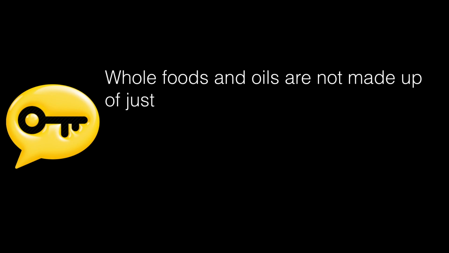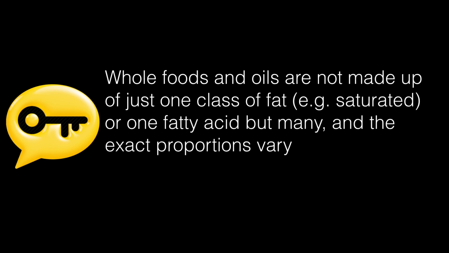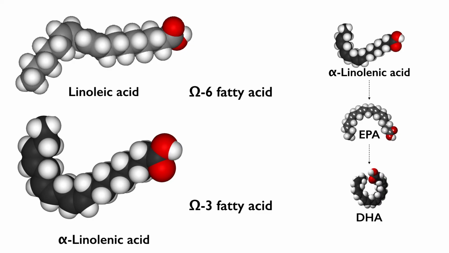The key message is that whole foods and oils are not made up of just one class of fat, for example saturated, or one fatty acid, but many, and the exact proportions vary even in the same type of food. Yet despite all this variety in both our food and our body, only 2 fatty acids are considered essential to our survival. One is linoleic acid and the other is alpha-linolenic acid. In theory, and it is just in theory, if we get enough of these 2 fatty acids, our bodies use them to create all other types of lipids we need. We have the enzymes to do that.